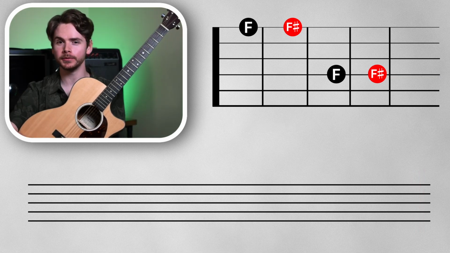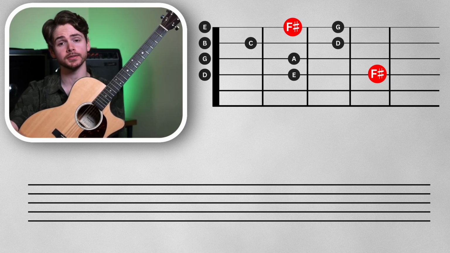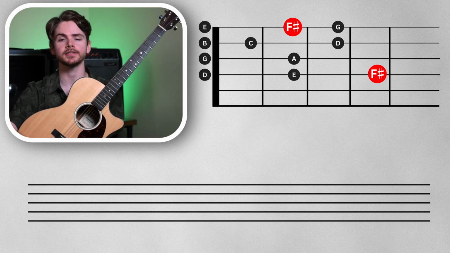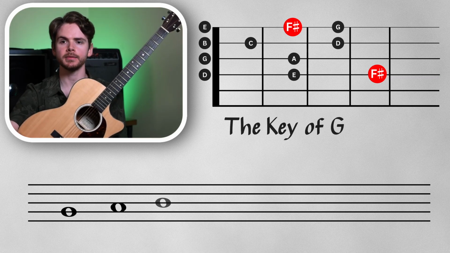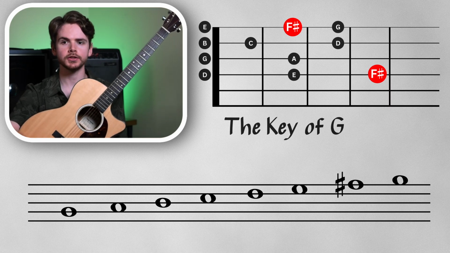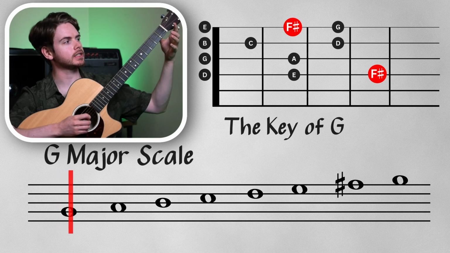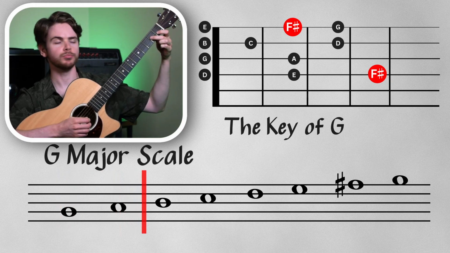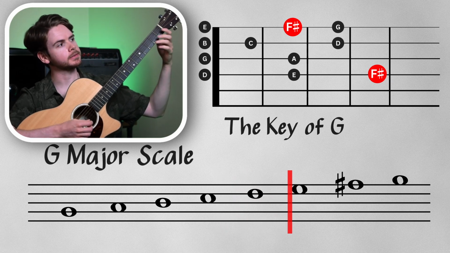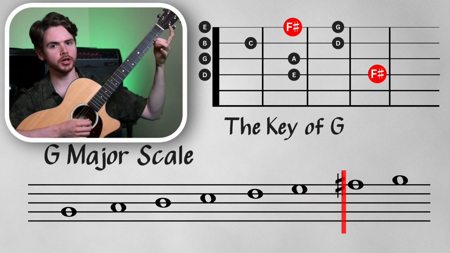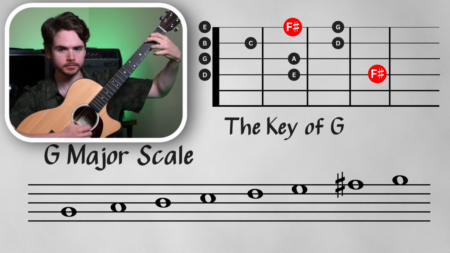Here's where it gets really cool. If we use all natural notes except for Fs, and we turn all those Fs into F sharps, that gives us the key of G. If we take all the notes in the key of G and lay them out in a chain like this is what we call a G major scale. Count them up with me. It goes G, A, B, C, D, E, then the oddball F sharp, and G. G major scale.